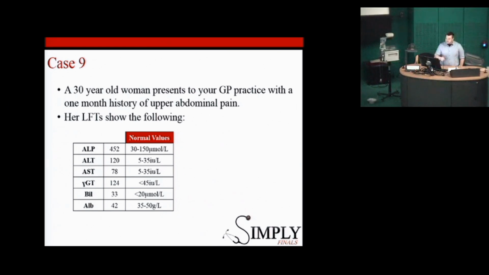So Murphy's sign is tenderness on palpation of the right upper quadrant during inspiration that's not reproduced on palpation of the left upper quadrant. So if they've got pain on both sides when they breathe in, that's not Murphy's sign. They might still have gallstones and things, but Murphy's sign is just on inspiration when palpating the right upper quadrant.